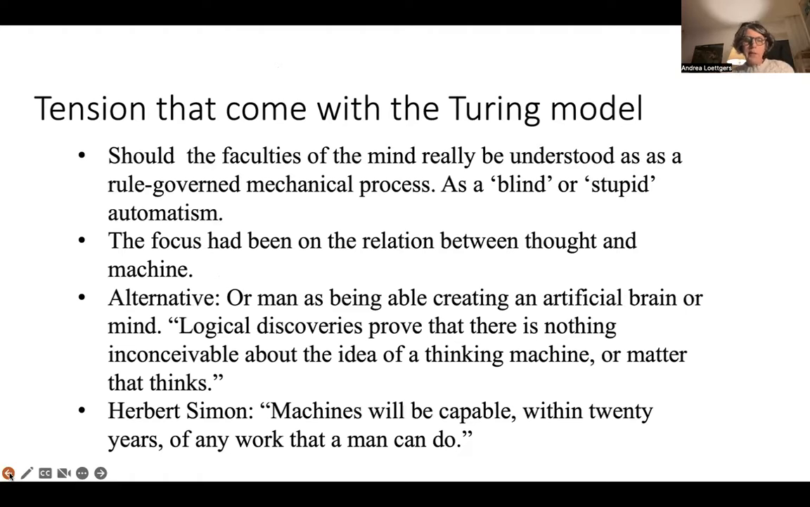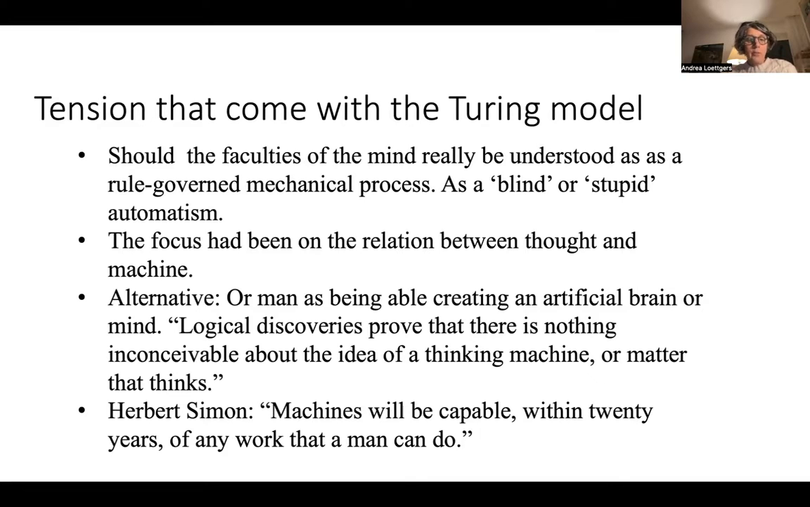It becomes clear that this Turing model, when you talk about the mind, comes with a lot of tension. If we regard the Turing machine as a model of the mind, then the faculties of the mind should be understood as rule-governed mechanical processes, as a blind or stupid automatism. Nobody would like to regard themselves as just following this kind of stupid and blind mechanical process. And the focus had been, as I said before, between thought and machine.